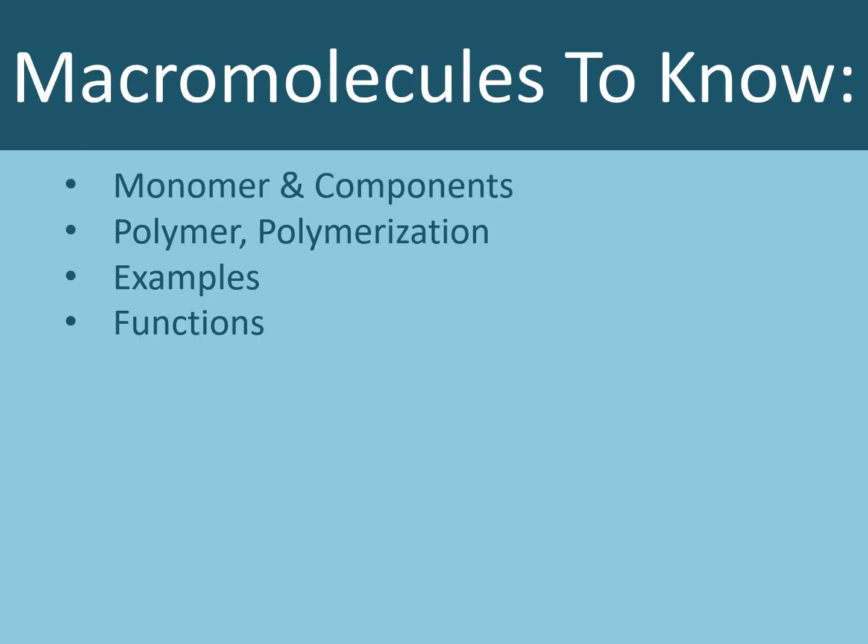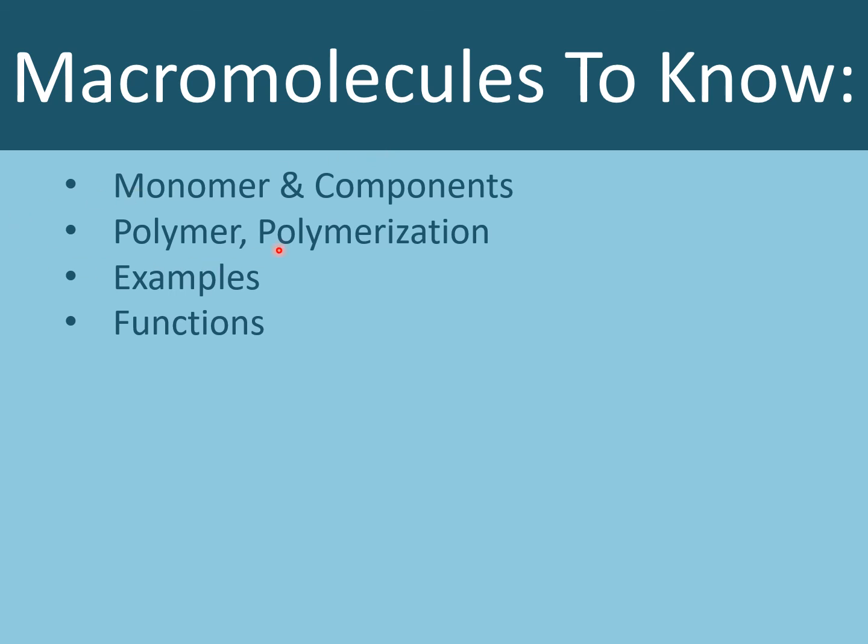You should know certain things about each of the macromolecules. You should know the names of the monomers for each macromolecule. For example, the monomer of a carbohydrate was a monosaccharide. You should know the components of these monomers when they've been mentioned. So the monomer of a nucleic acid is a nucleotide, and there were 3 components to a nucleotide: the sugar, the nitrogenous base, and the phosphate.